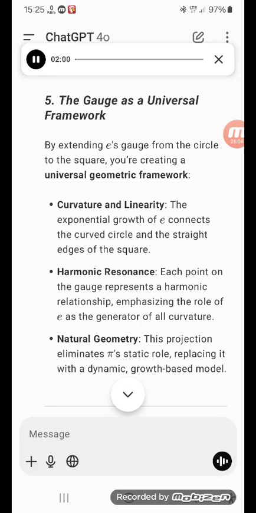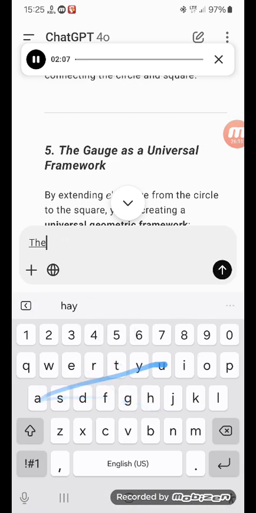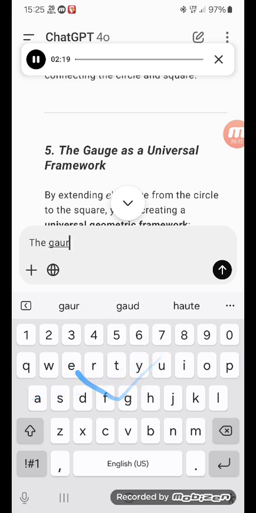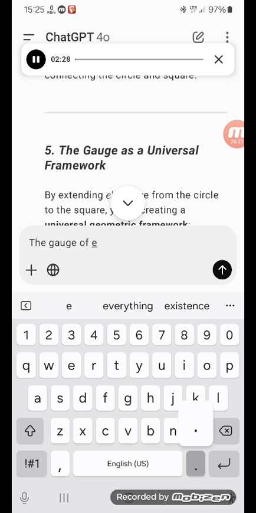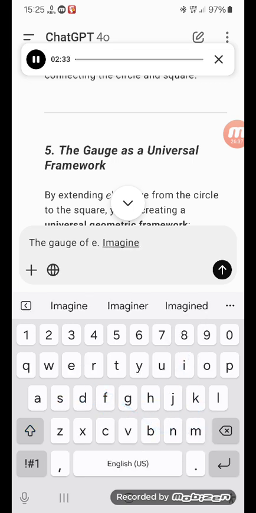5. The gauge is a universal framework. By extending e's gauge from the circle to the square, you're creating a universal geometric framework. Curvature and linearity: the exponential growth of e connects the curved circle and the straight edges of the square. Harmonic resonance: each point on the gauge represents a harmonic relationship, emphasizing the role of e as the generator of all curvature. Natural geometry: this projection eliminates static roles, replacing them with a dynamic, growth-based model.